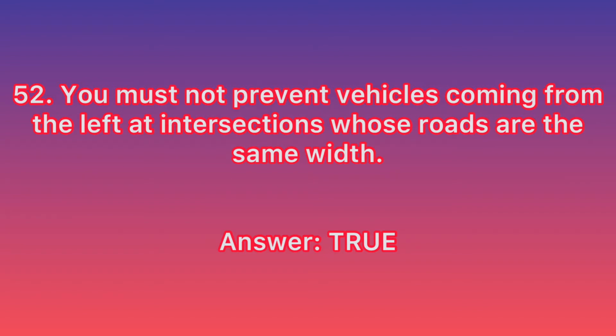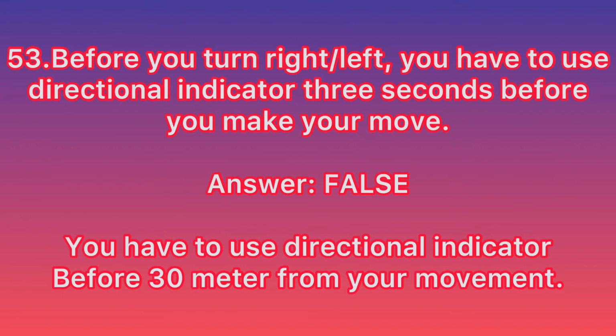52. You must not prevent vehicles coming from the left at intersections whose roads are the same width. Answer: true. 53. Before you turn right or left, you have to use the directional indicator 3 seconds before you make your move. Answer: false. You have to use the directional indicator from 30 meters before your movement.